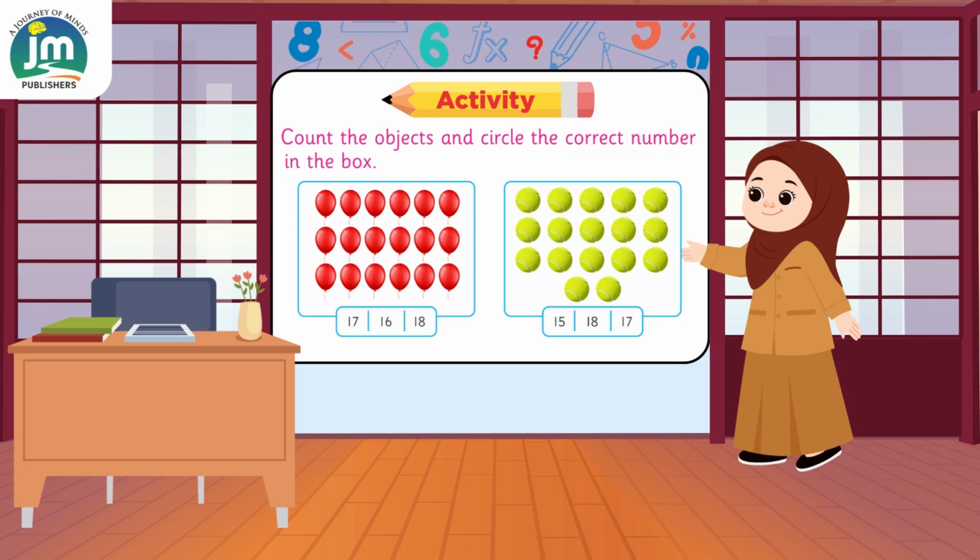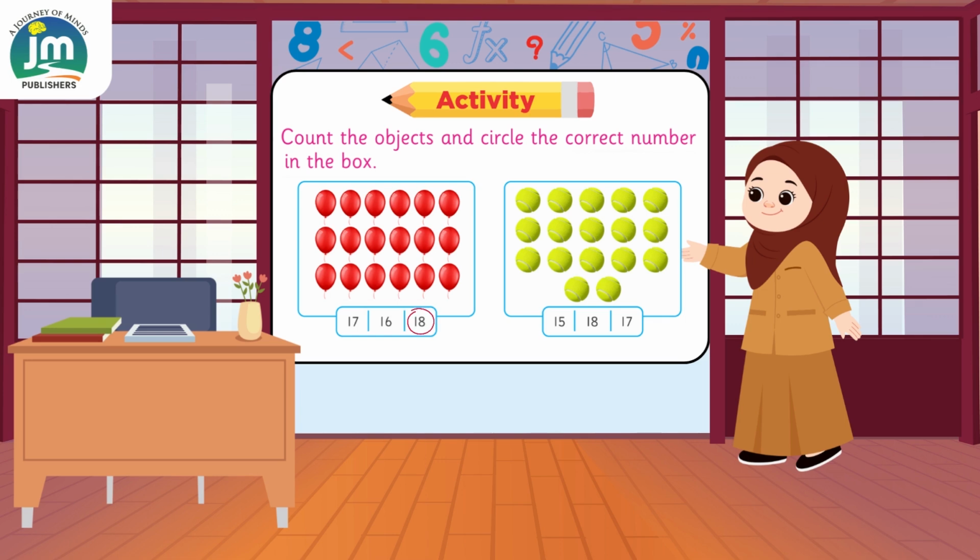Let's count together. 1, 2, 3, 4, 5, 6, 7, 8, 9, 10, 11, 12, 13, 14, 15, 16, 17 and 18. There are 18 balloons. Now circle the number 18 in the box. Very good.